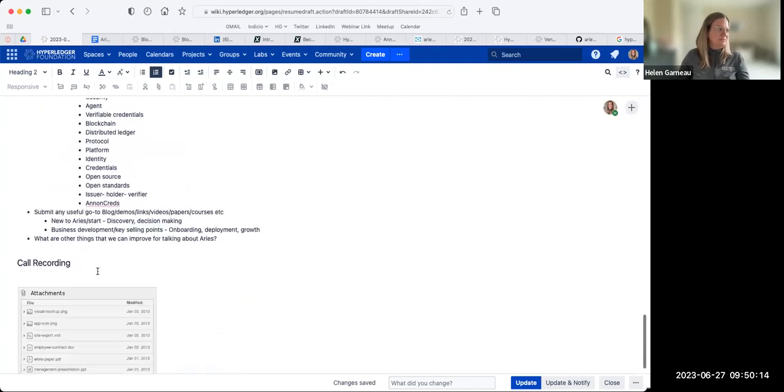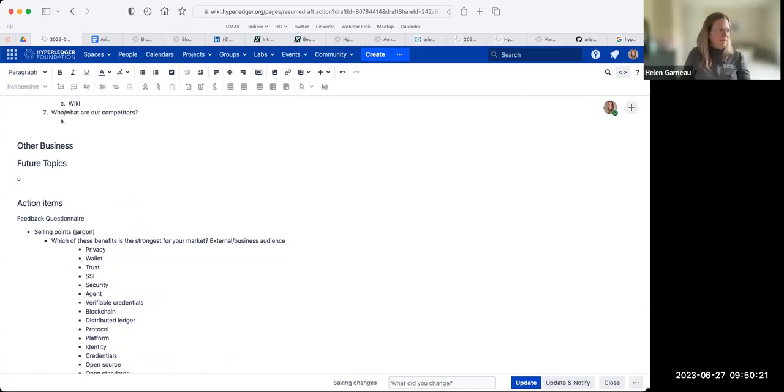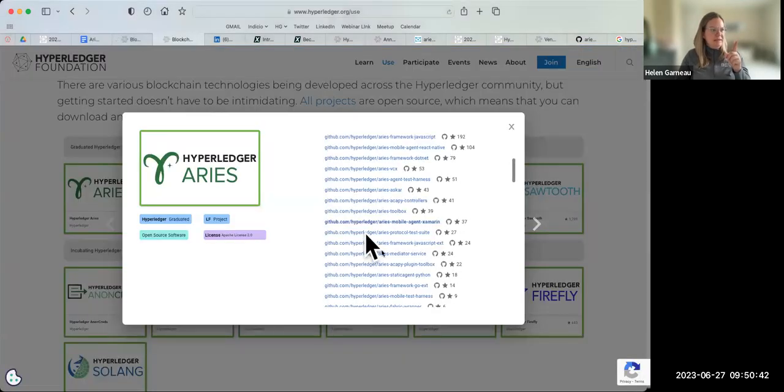Not just how it's applied as a secondary thing, but it might be right up front in how we describe what Aries is right now. I think in future topics we should talk about use cases, and then go through the repos and understand them. Have somebody come and go through each of them and give us a gist of each thing.